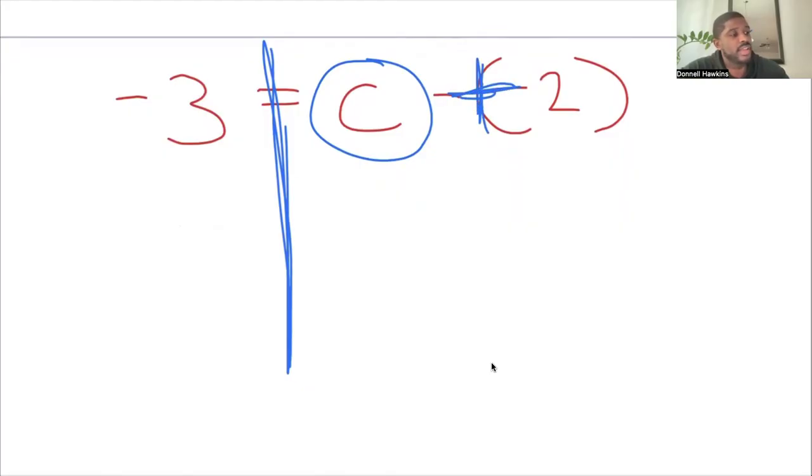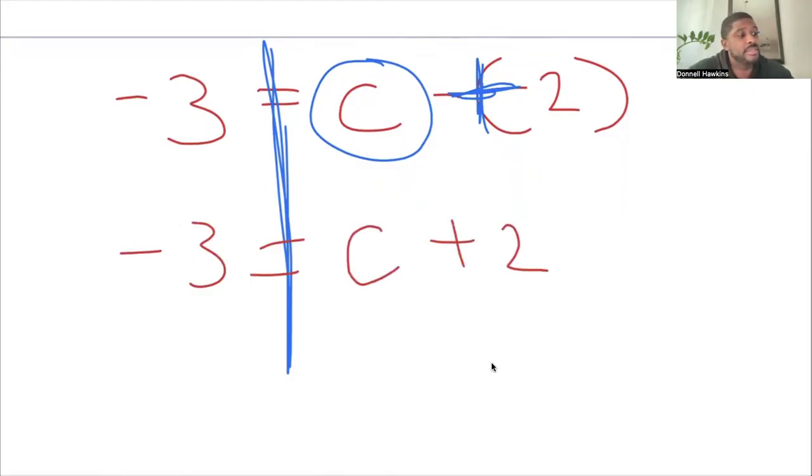I got two negatives right next to each other. This turns to a positive, right? Let's rewrite our problem so we know exactly what we're doing. Here we go. -3 is equal to C plus 2. And now let's go ahead and get C by itself. Here's my variable right here. 2 is being added, so I'm going to subtract 2 on both sides.